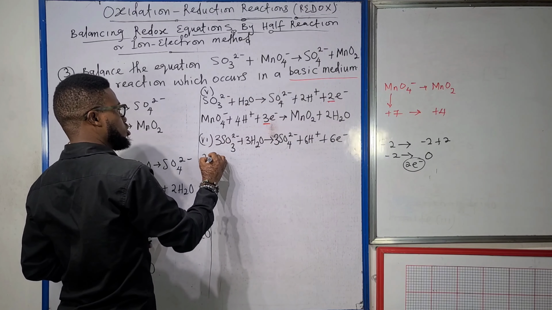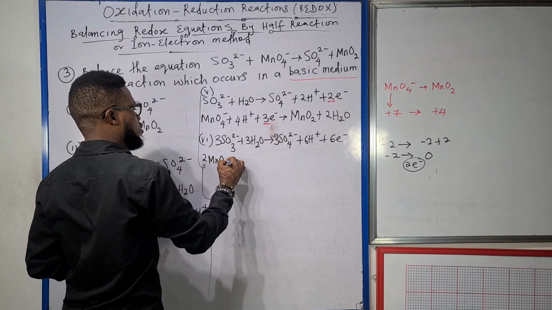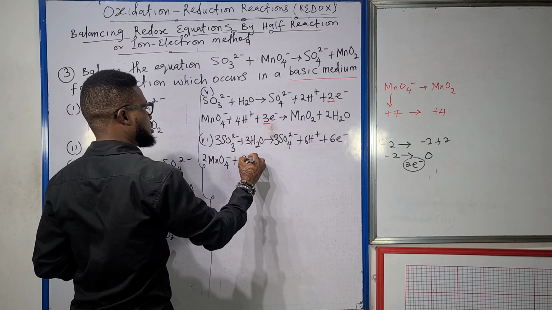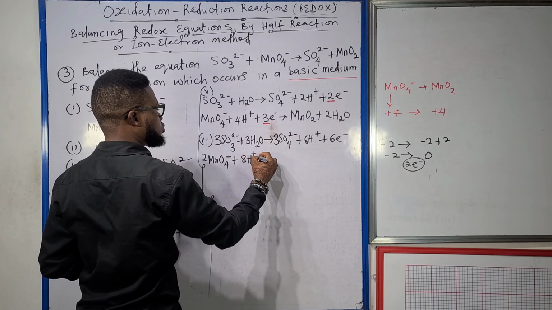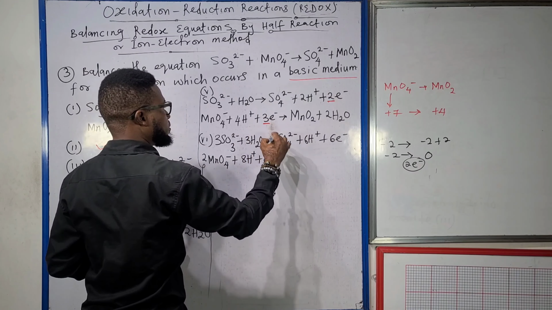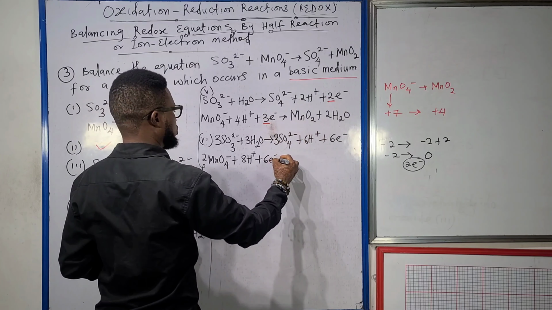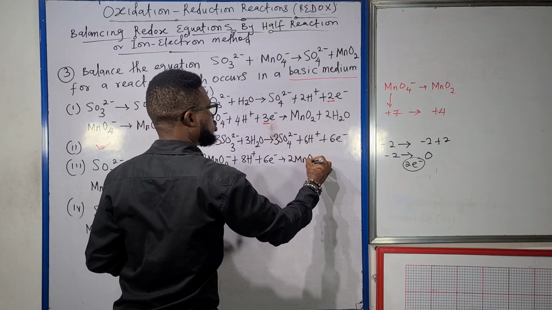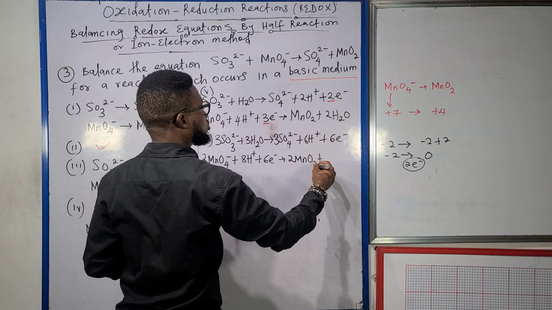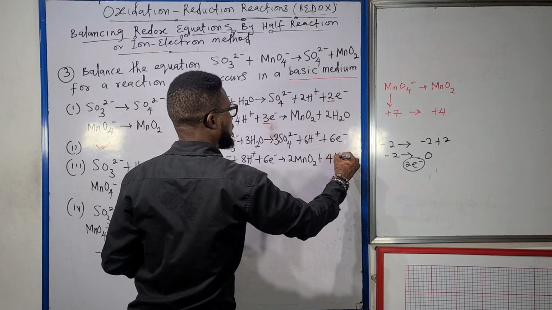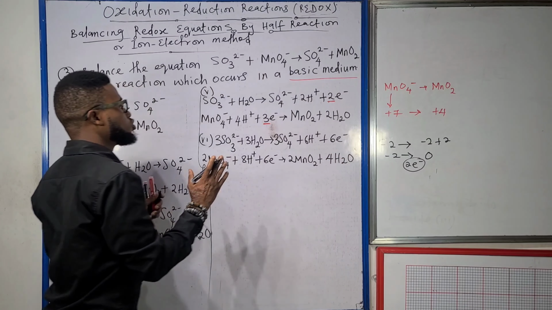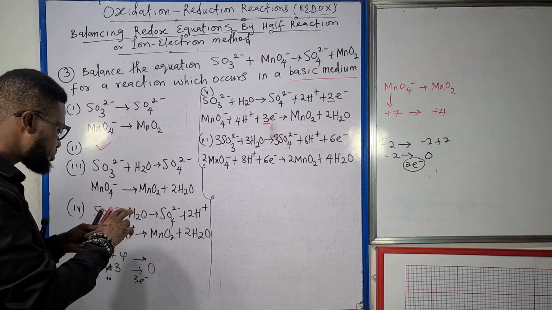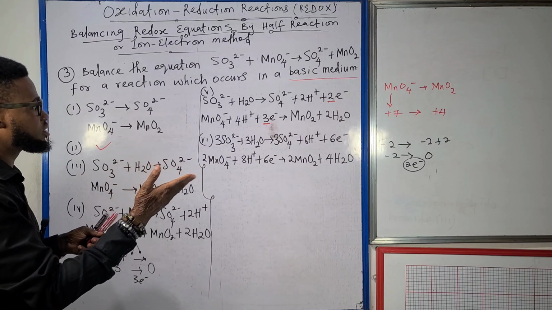That will be 2MnO4 minus plus 2 times 4H plus, 8H plus, 2 times 3 electron, 6 electron. 2 times MnO2 will give us 2MnO2 plus 2 times 2H2O, that will give us 4H2O. So that said, now step 7 talks about cancelling out what is the same on both sides.